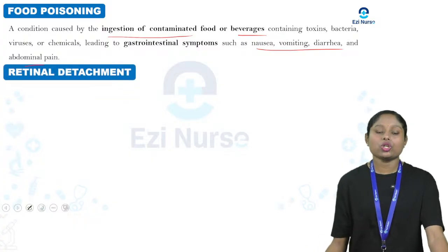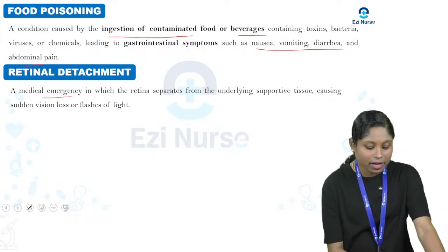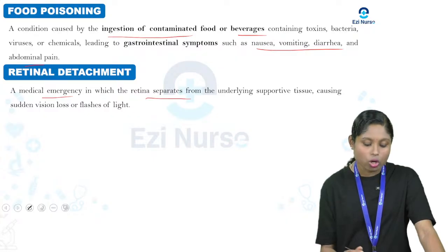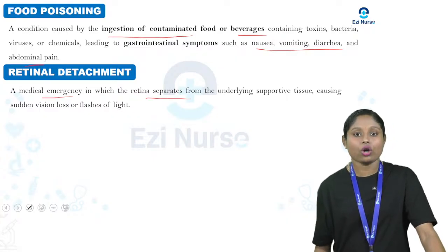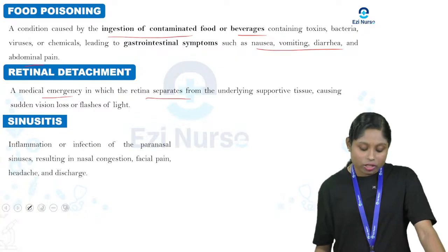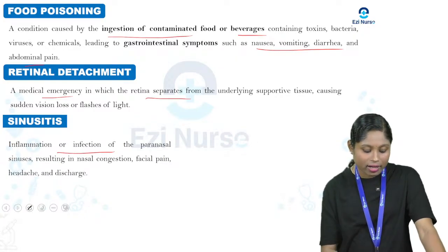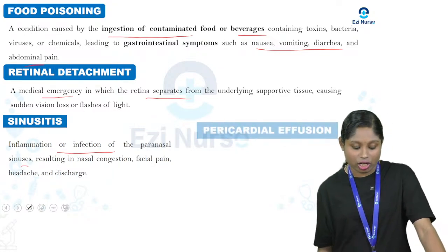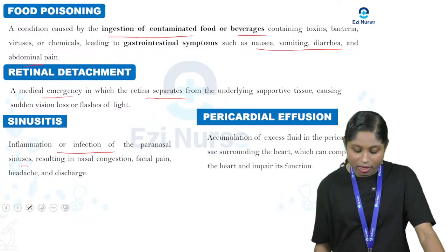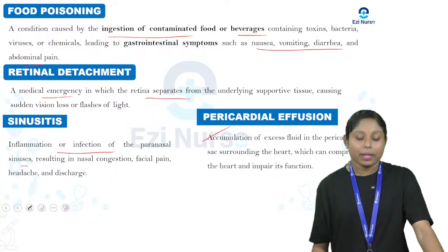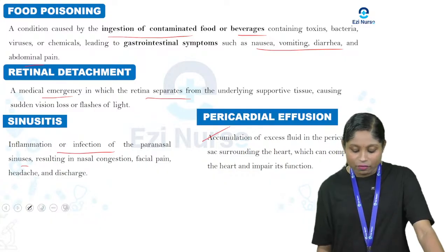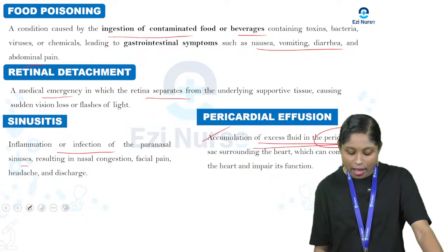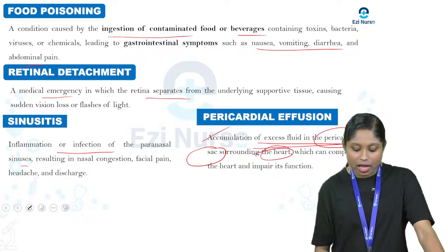Next topic is retinal detachment. It's a medical emergency in which the retina separates from the underlying supportive tissue, causing sudden vision loss or flashes of light. Sinusitis. What is sinusitis? Infection or inflammation of the paranasal sinus resulting in nasal congestion, facial pain, headache and discharge. Pericardial effusion. It's the accumulation of excess fluid in the pericardial sac surrounding the heart, which can compress the heart and impair its function. It will affect the heart functions.